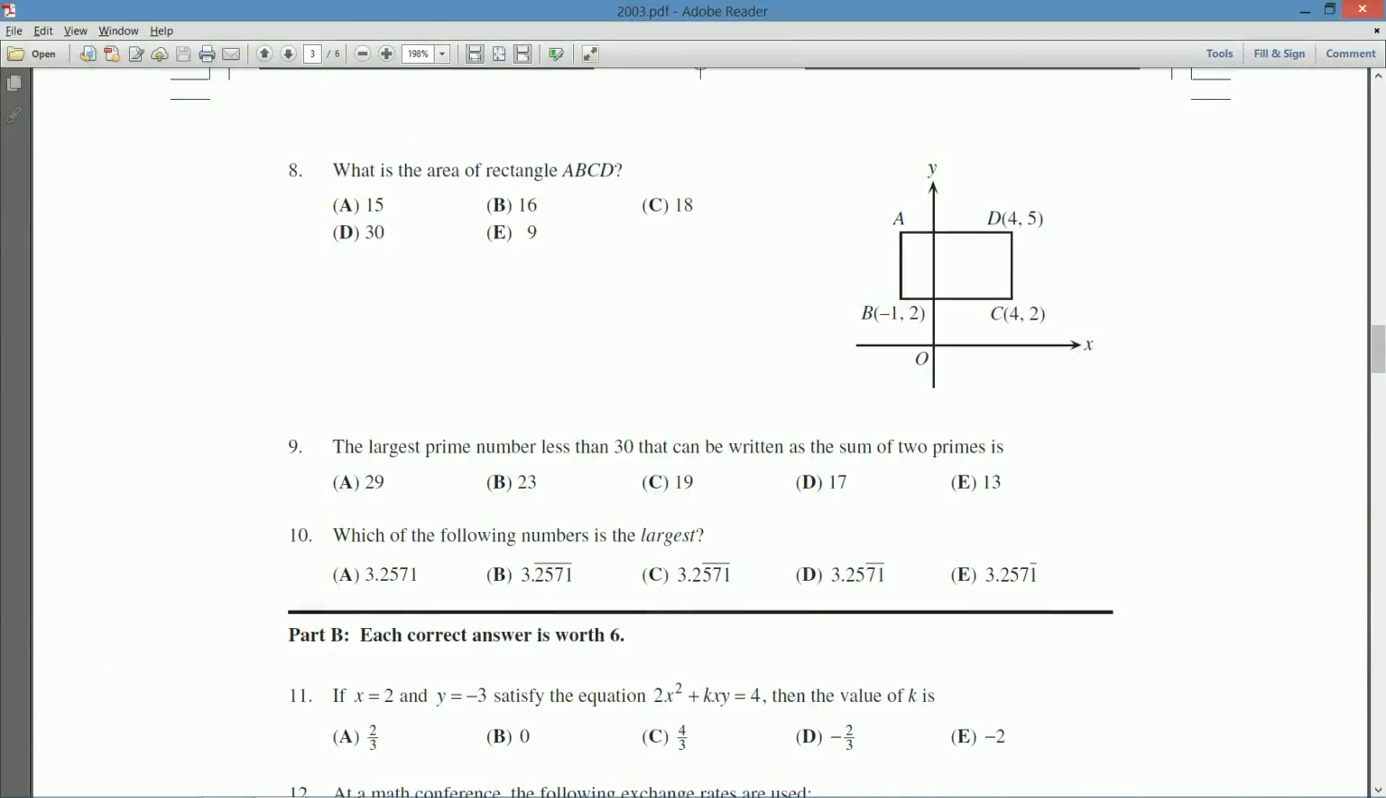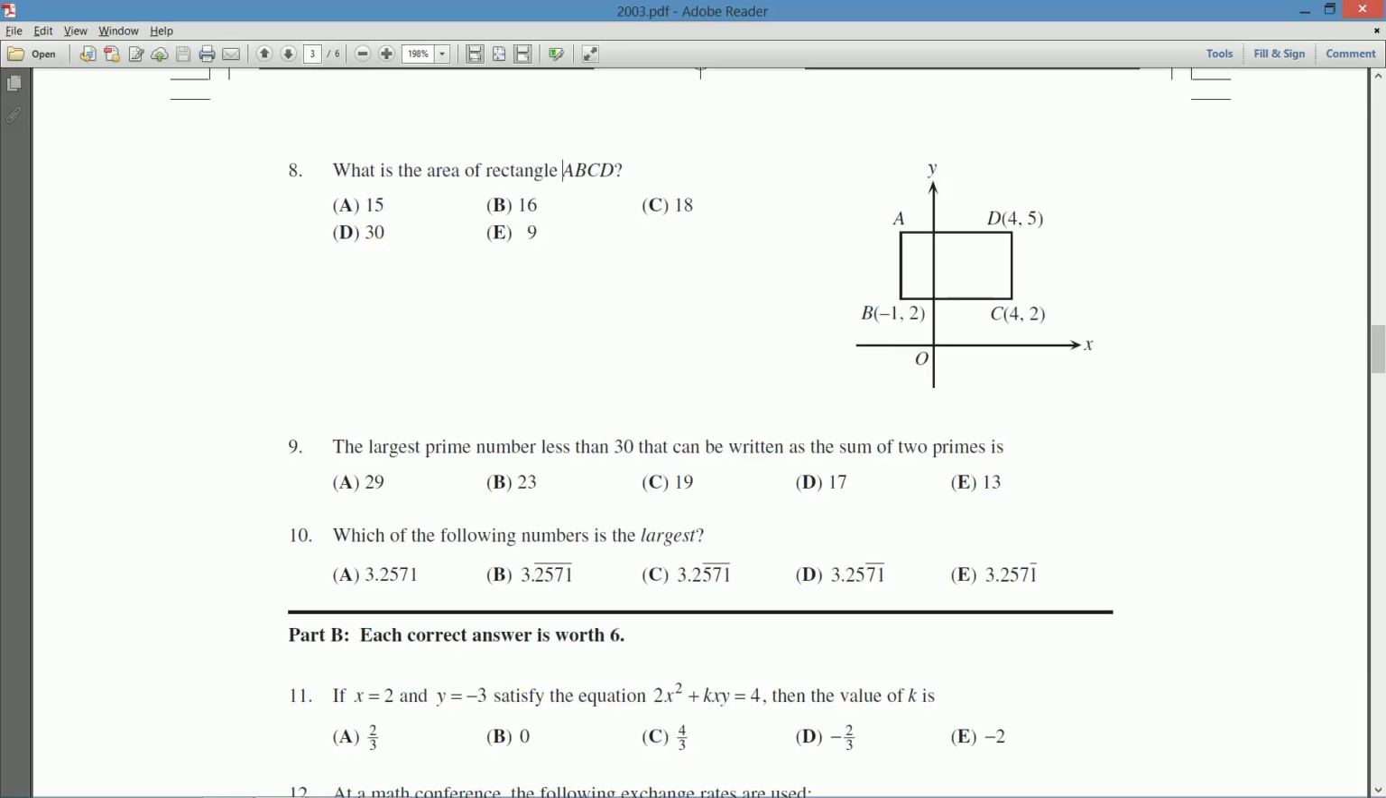So we've got a rectangle and it's on the Cartesian plane. And we've got some of the coordinates. Not the coordinates for A, but we know that D is at 4, 5. C is right below it at 4, 2. And B is just across from C at -1, 2. Okay. So we want to know the area of the rectangle.